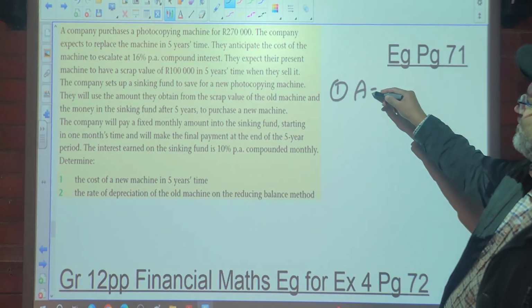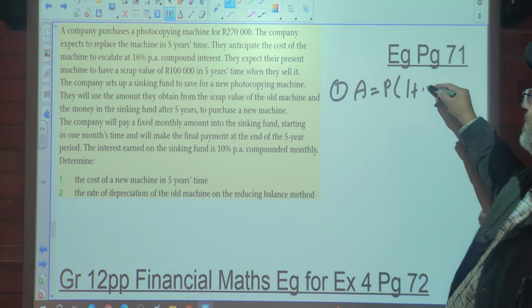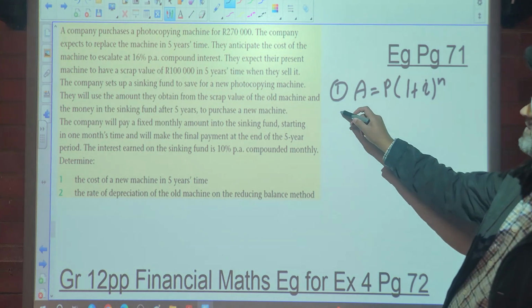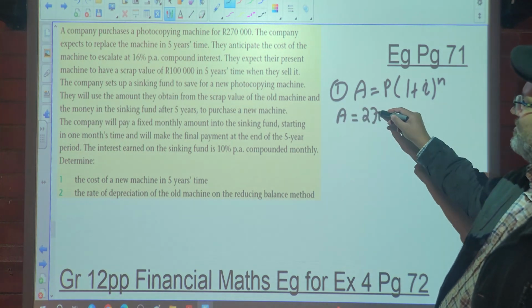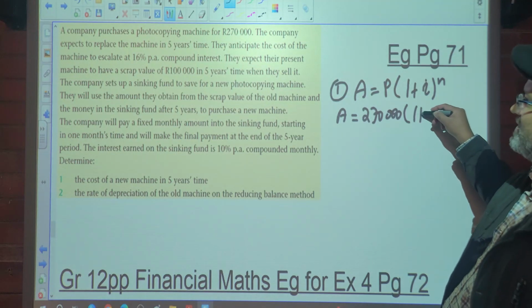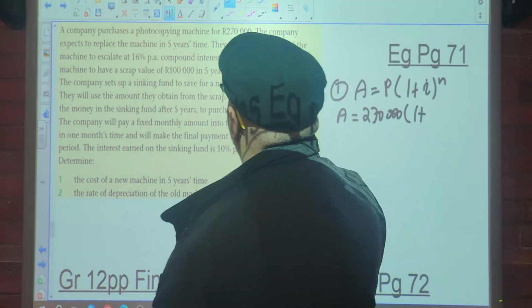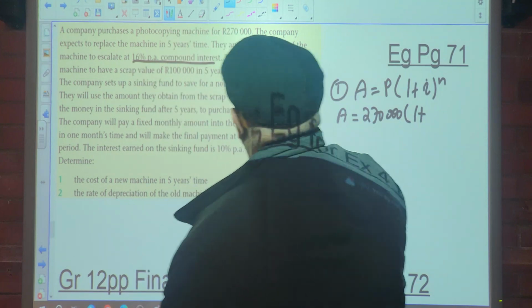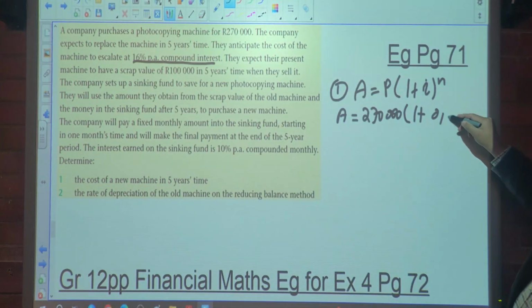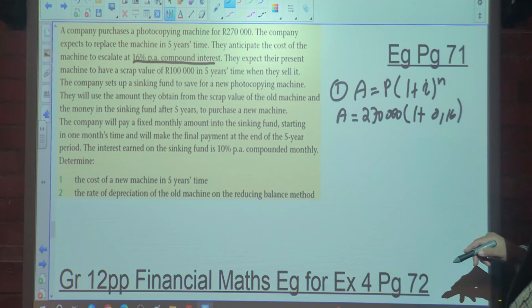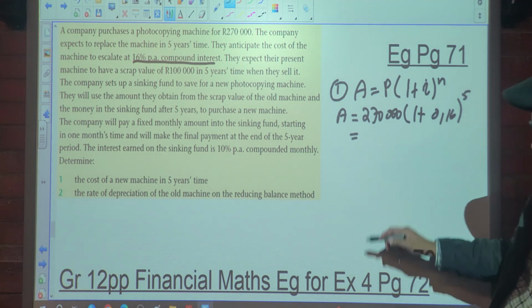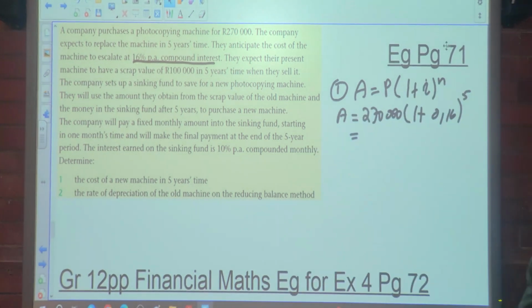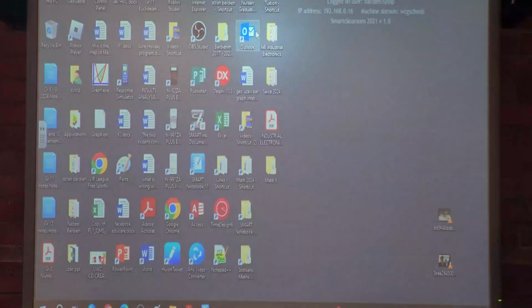So for inflation, we use the formula A is equal to P times (1 plus i)^n. So we've got A is equal to, what's the cost of the machine? 270,000 Rand times (1 plus, that is a 16% compound interest, 0.16)^5 years. Okay. Let's get the calculator up quickly.